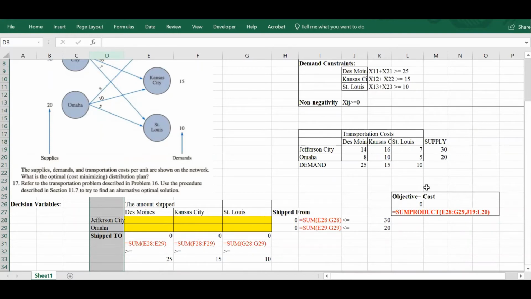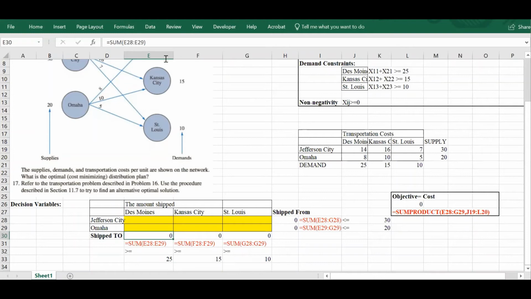All right, so I think we have everything. We have the decision variables, 6 of them. We have the objective function, which is the total transportation cost that we want to minimize. And we have 2 supply constraints, 3 demand constraints or buyer-related constraints.